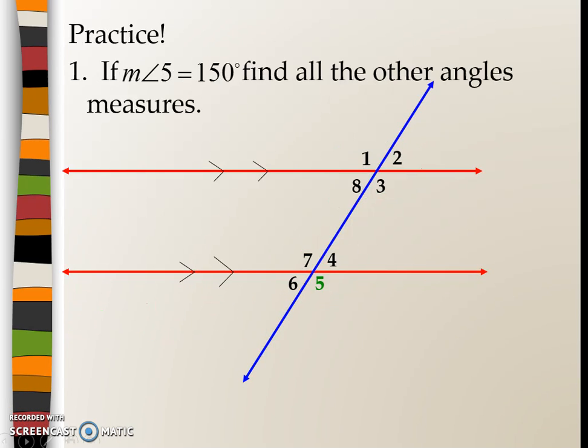So now I want you to do practice 1, 2, 3 on your paper. I want you to pause the video, try those three practices, and then check with the key. I'll show you the key and explain it. So practice number 1. If the measure of angle 5 is 150, find all the other angles' measures. So you're going to write the angle measure for here, here, here, here, here, here, here, and 5 is 150. So write 150 here, and I need you to write the angle measure next to each number. Okay, so try that.